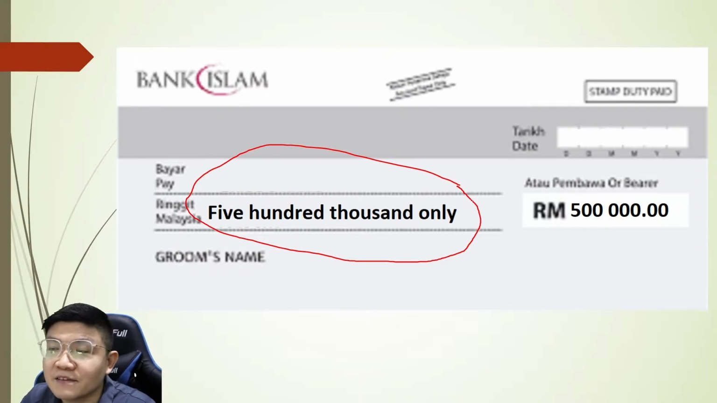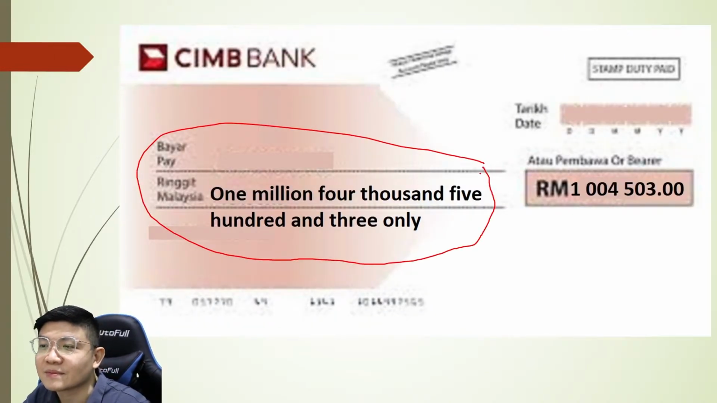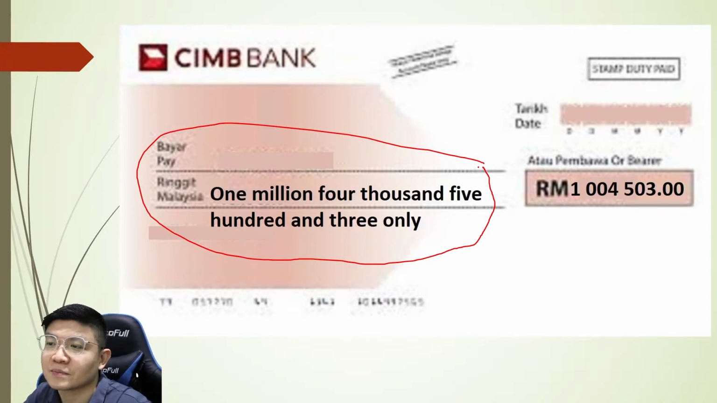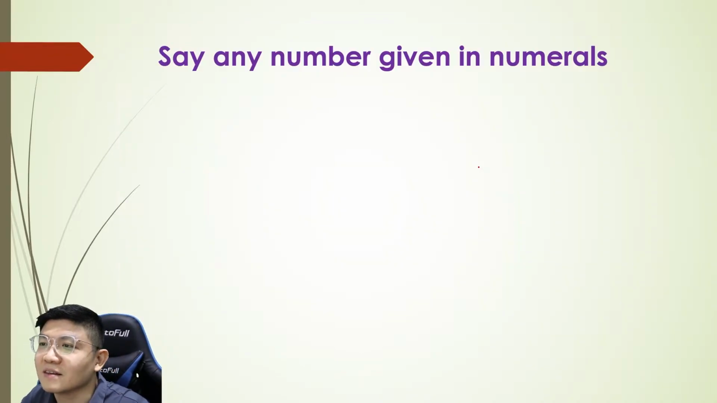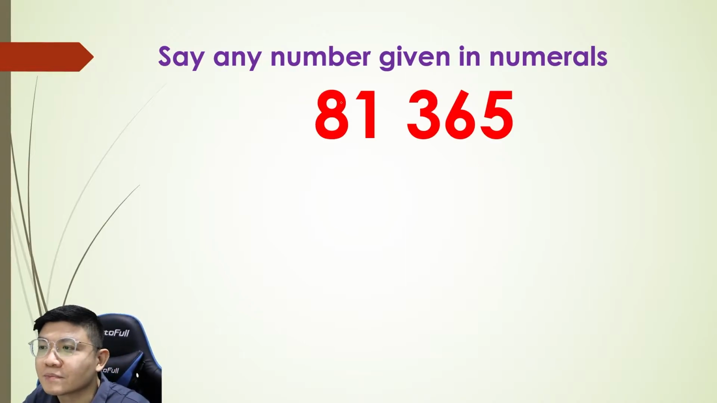Next. How about this? 500,000 only. Right. How about this? 1,004,503 only. Now, this is a skill of reading. Easy, right? Next. Say any number given in numerals.